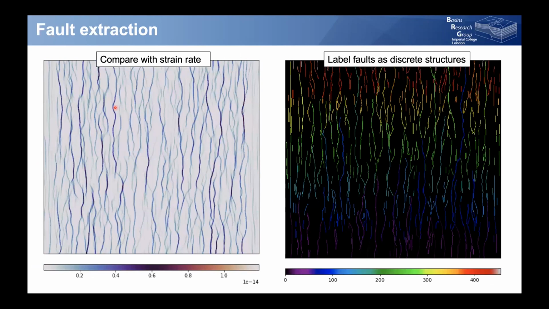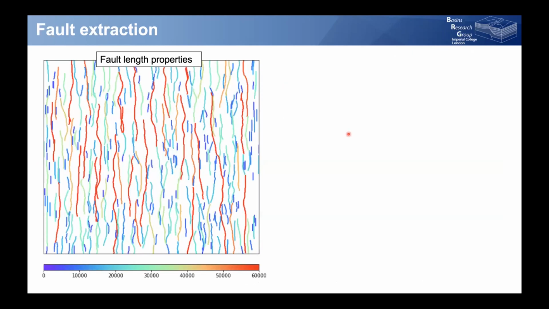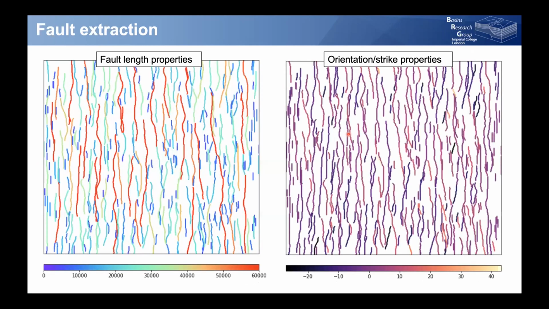So then taking a binary threshold of that and applying the labeling to the faults, when we compare that with a sort of input of the strain rate, we're much happier with this result because it allows you to retain the complexity of the overall fault network, but you don't have to manually define a fault threshold every time, especially if you're looping through different time steps. And also the faults are labeled as discrete segments. So that allows us to extract properties such as the length, which I have here. And also I've plotted the orientation, so the strike direction of the faults as well.